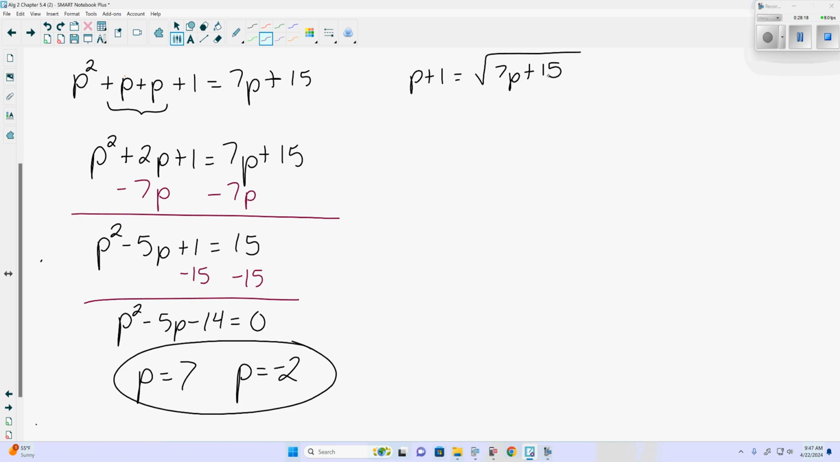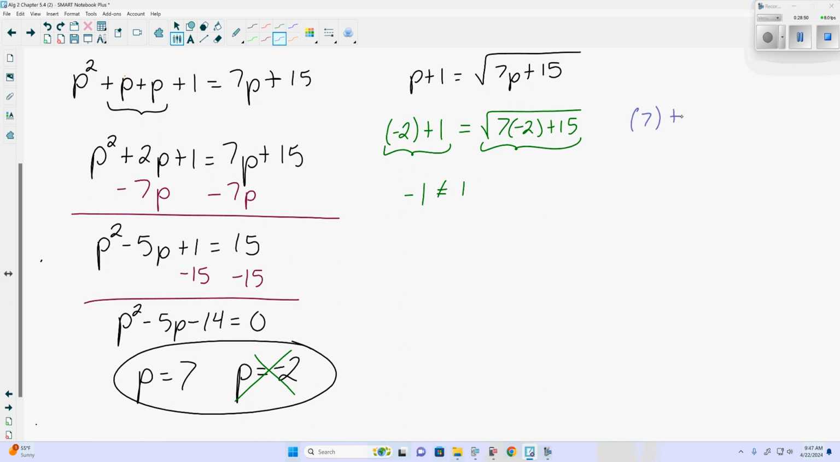If you already guessed, which one do you think is probably not going to work? Negative 2. Negative 2 plus 1 is equal to the square root of 7 times negative 2 plus 15. Our negative 2 plus 1 would be negative 1. Again, if we plug this into the calculator, we would get 1. Well, negative 1 does not equal 1. So that's out.